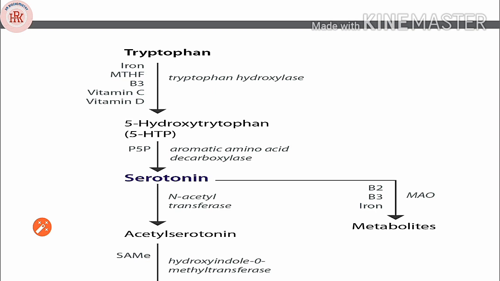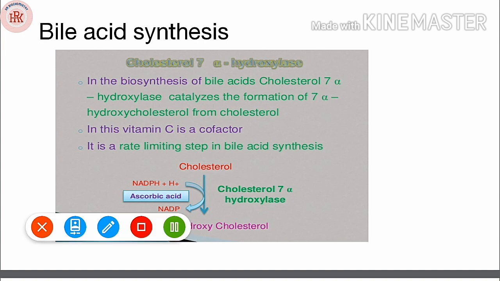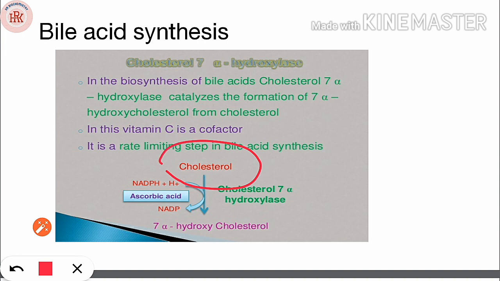Then the next role of vitamin C is in tryptophan metabolism. So conversion of tryptophan into 5-hydroxytryptophan requires vitamin C. Now next coming to bile acid synthesis. What is the rate limiting step, main enzyme of bile acid synthesis, and from where is bile acid synthesized? So bile is synthesized from cholesterol. And the enzyme for this bile acid synthesis is 7 alpha hydroxylase enzyme. This converts cholesterol into 7 alpha hydroxycholesterol, and which requires vitamin C.